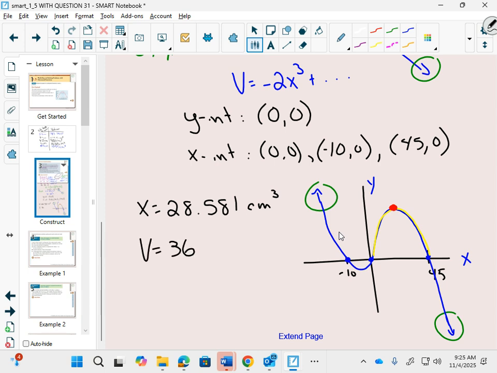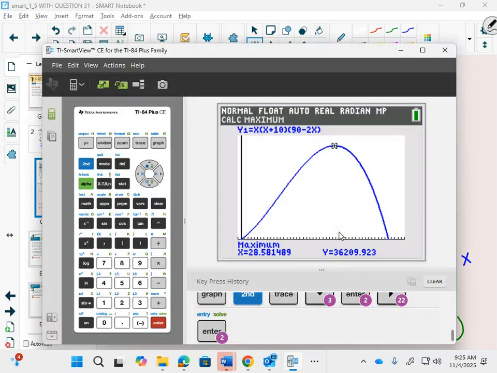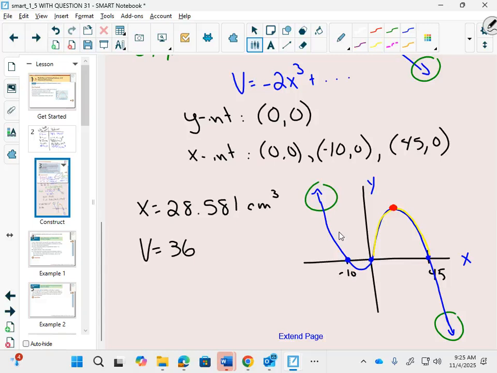Okay, am I going to remember those numbers? Not completely. 36,209.923. It's like 9 ice cream pails, 9 ice cream pails, 36-liter carry-on luggage.